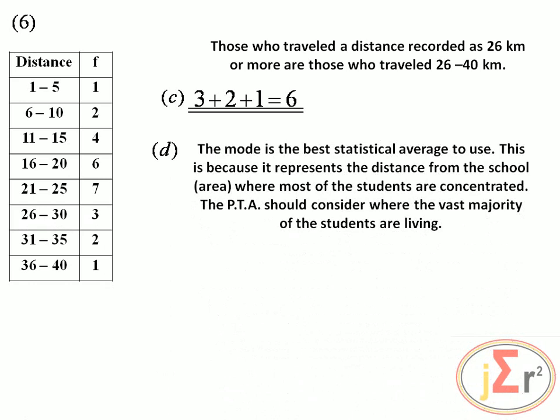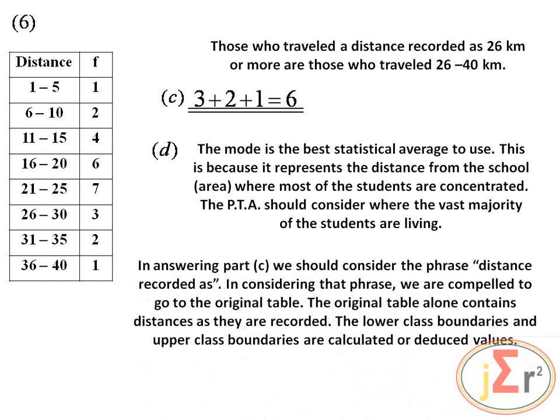The mode is the best statistical average to use. This is because it represents the distance from the school area where most of the students are concentrated. The PTA should consider where the vast majority of the students are living, and the area in which those students are living will be represented by the mode. And that is why we need to use the mode as the best statistical average under the circumstances.